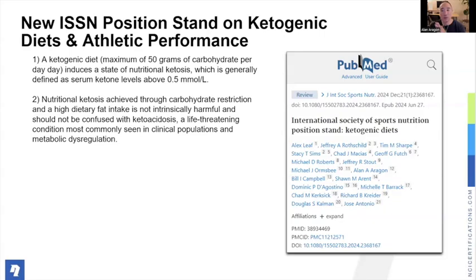So the big point to reiterate there is that ketosis is not an inherent threat to health, not like ketoacidosis, where you have extraordinarily high levels of blood ketones. But what the pundits would call nutritional ketosis from consuming a diet that's carb restricted to 50 grams at most per day, it is not an inherent threat to health.